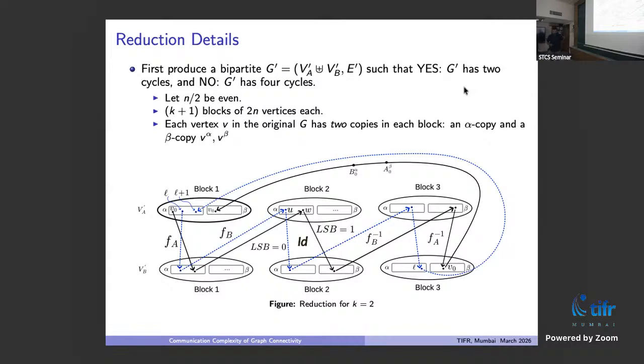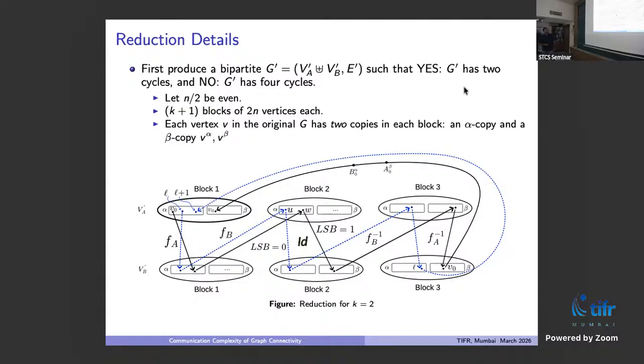Recall that our bit pointer chasing problem had n vertices on both sides. I'm going to create these blocks. How many blocks are there? They are going to be something like 2k plus 1 blocks. Yeah, roughly. Maybe for k equal to 2, I show, maybe 2k minus 1 blocks of vertices, and each will have two copies of the original vertex set. So this small rectangle here is one copy of the vertex set from the pointer chasing instance.